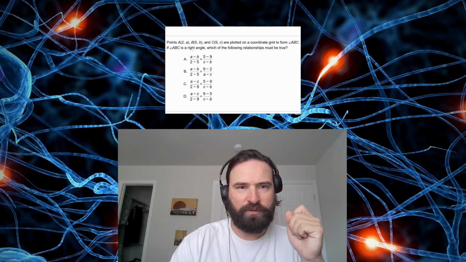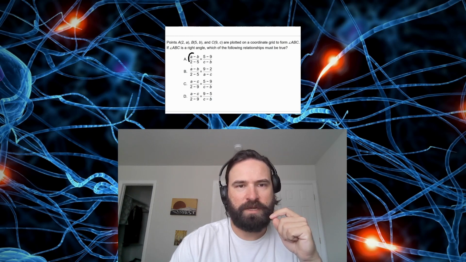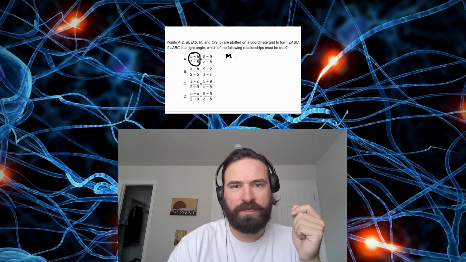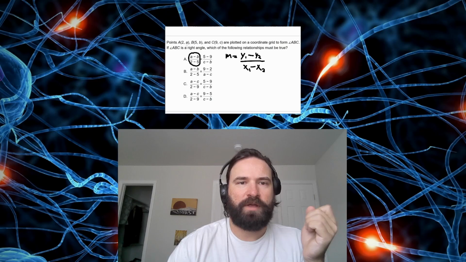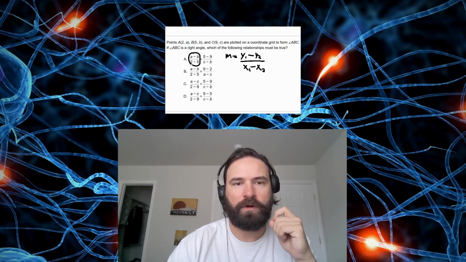So the left side of the equation is A minus B, which is the change in y, over 2 minus 5. So this right here is a normal slope calculation. Slope is typically m equals y1 minus y2 over x1 minus x2, right? And that's exactly what's happening here. We have our first point A and our second point B, and we've got our first y value minus our second y value over our first x value minus our second x value.